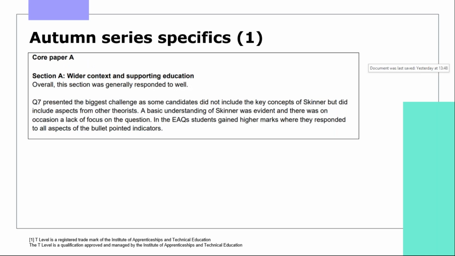So for core paper A, you can see on the screen now the feedback on section A. A general exam technique issue seems to be present here. When asked specifically about Skinner, for example, students demonstrated a basic understanding but didn't all focus on answering the question. It's good to see that they brought in other theorists, hopefully to analyse the different learning theories, but higher marks were gained when students focused on responding to all of the bullet point lists in that question that was from August. As I say, the August paper is now available as a sample on QualHub.